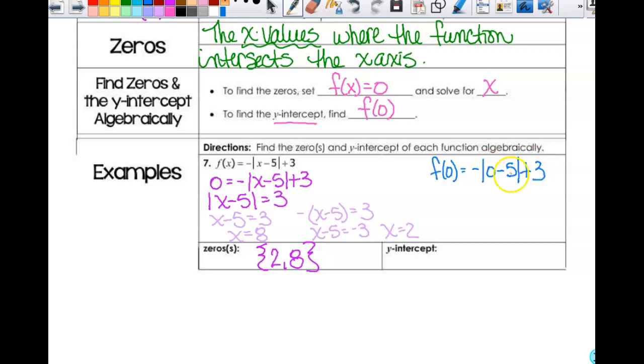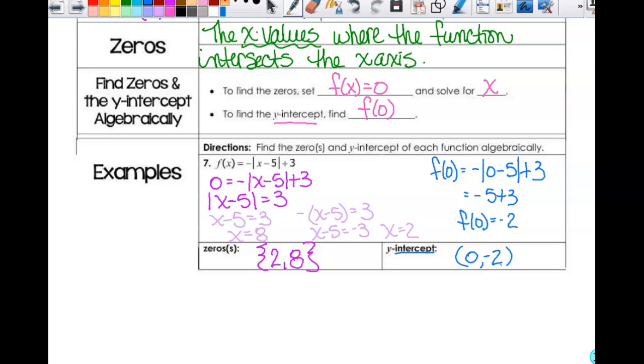Then I have to take care of my absolute value. The absolute value of negative 5 is a positive 5, but then I have to multiply it by this negative 1, so I still get negative 5 plus 3, so I get f of 0 equals negative 2. My y-intercept has to be done as an ordered pair. It's a y-intercept, x is 0, y is negative 2. That's what it looks like.